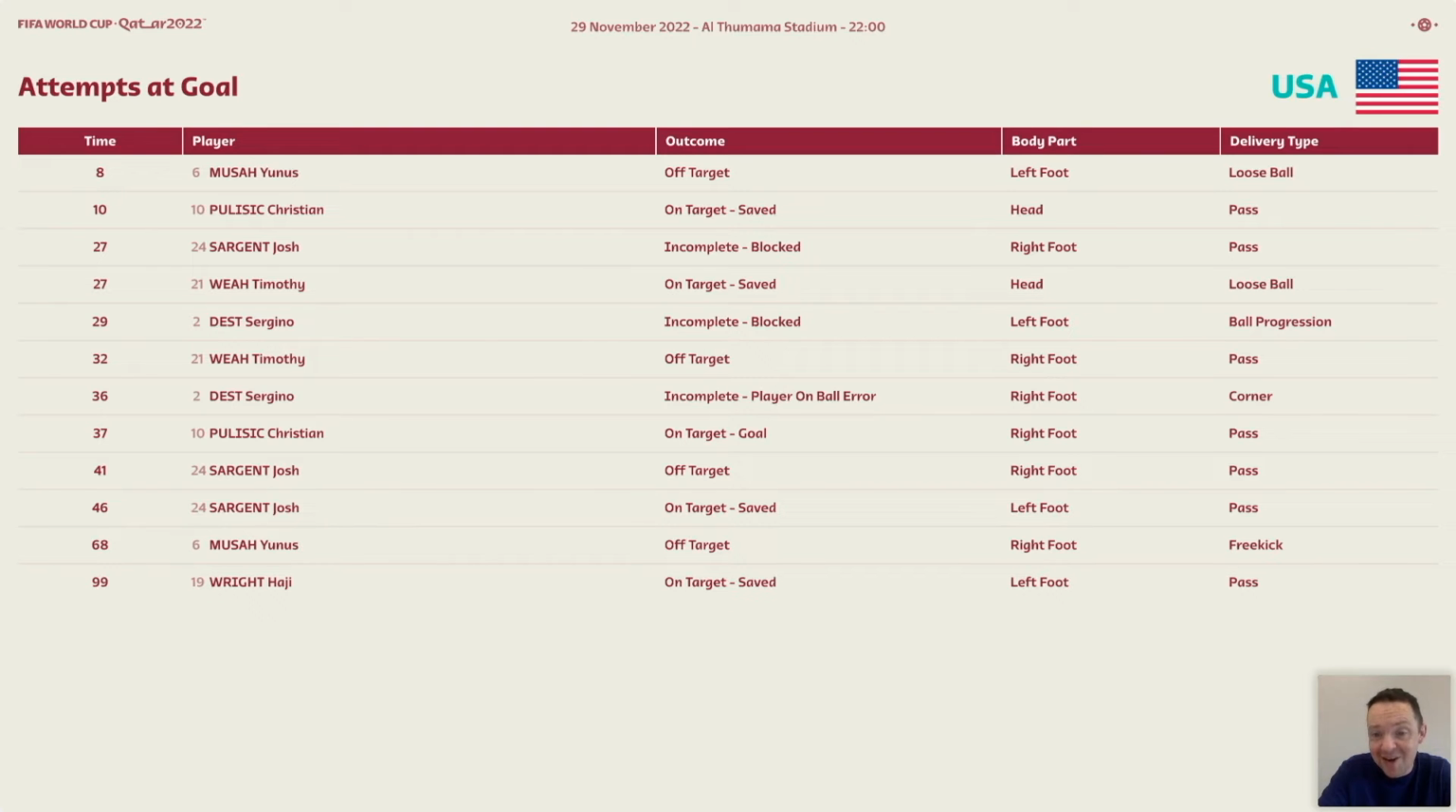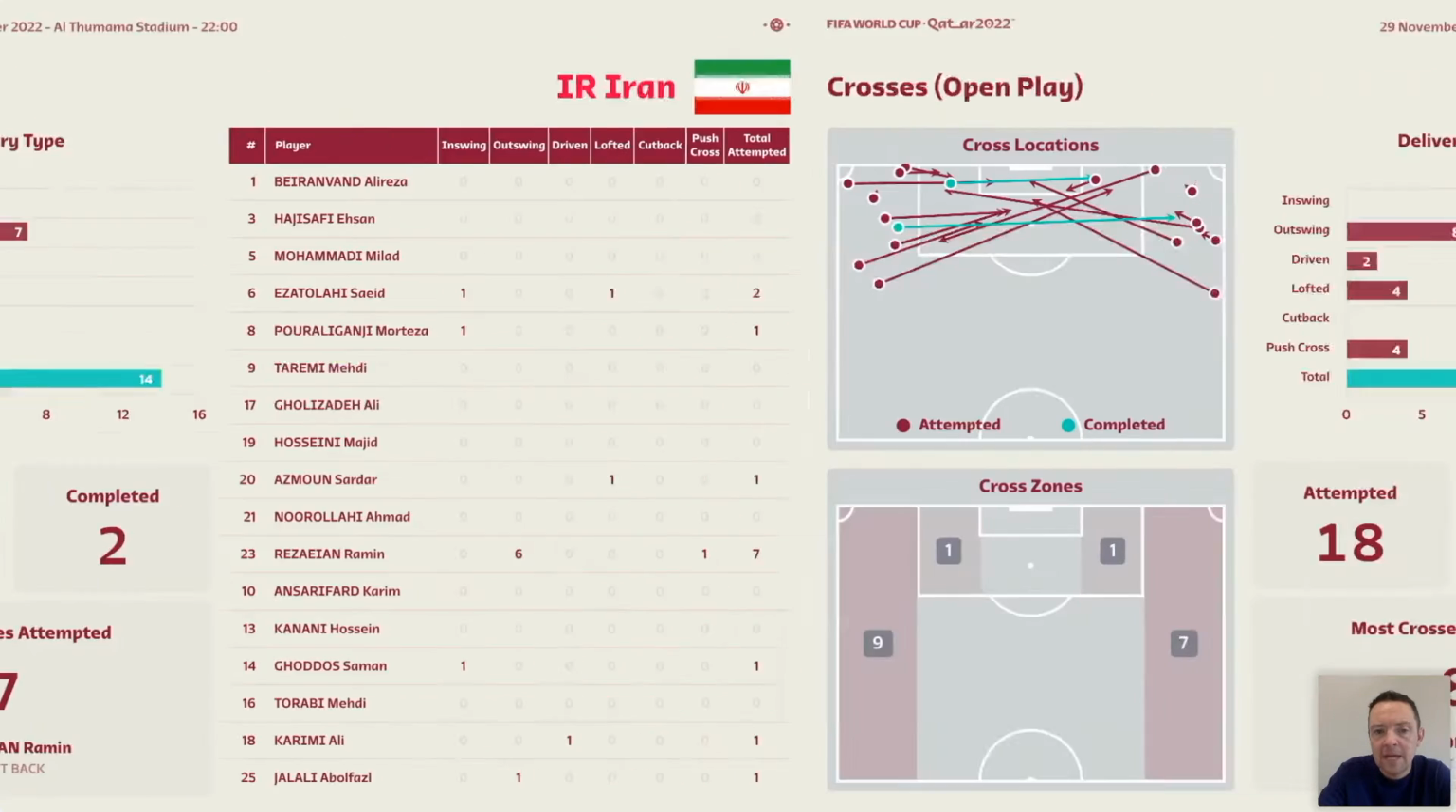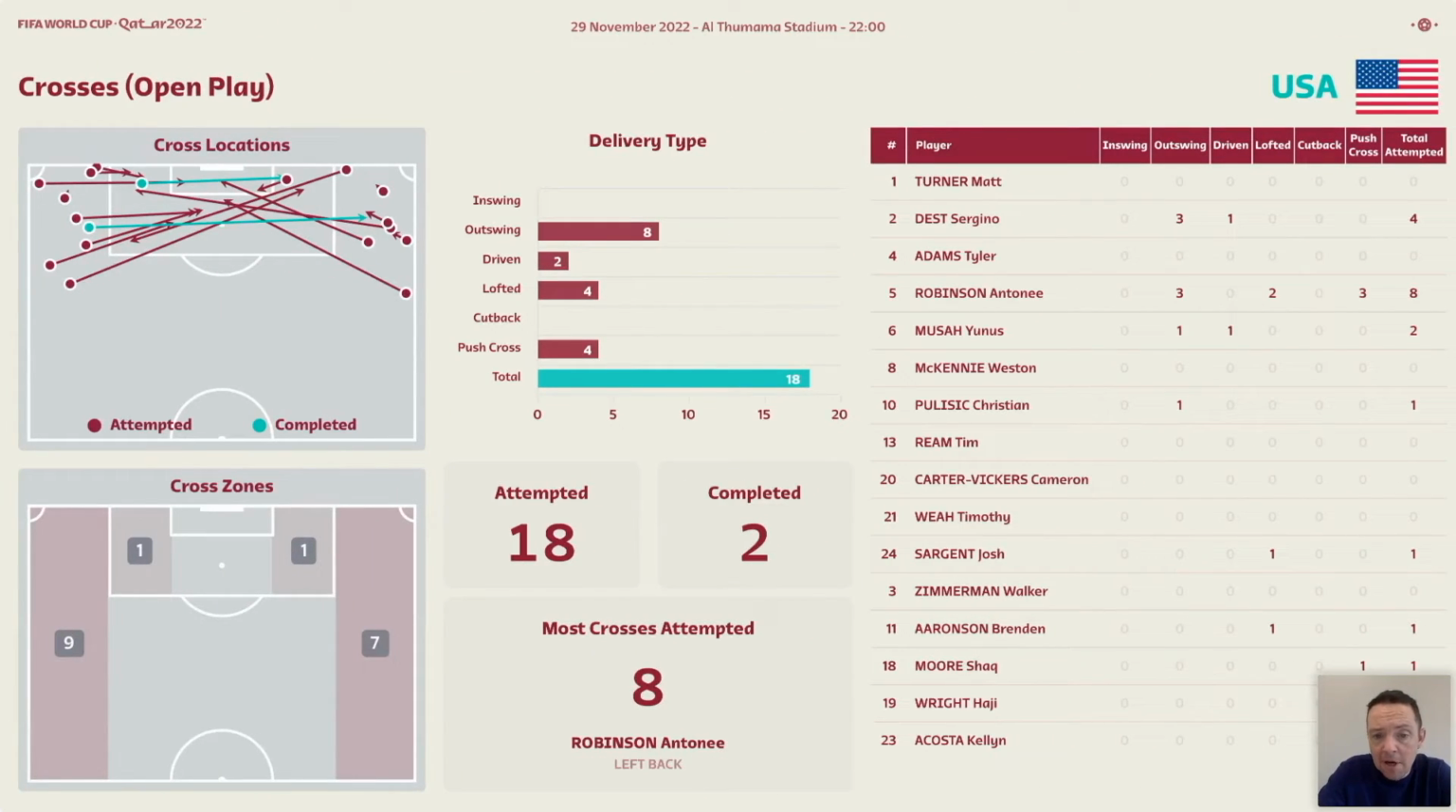Body part is a really interesting one, and the type of delivery. Again, FIFA going into real detail and depth around what type of delivery. Was it a pass? Was it a cross? Was it even a loose ball that they got the shot from? And then crosses. Again, the number completed, but there you've got the delivery type. So again, that context. What I really like about this is you can get the team view. Just above me is the team view. You can see Dest, who was brilliant again, 4 crosses, and Robinson, 8 crosses. So the 2 fullbacks in the US jump out to you.